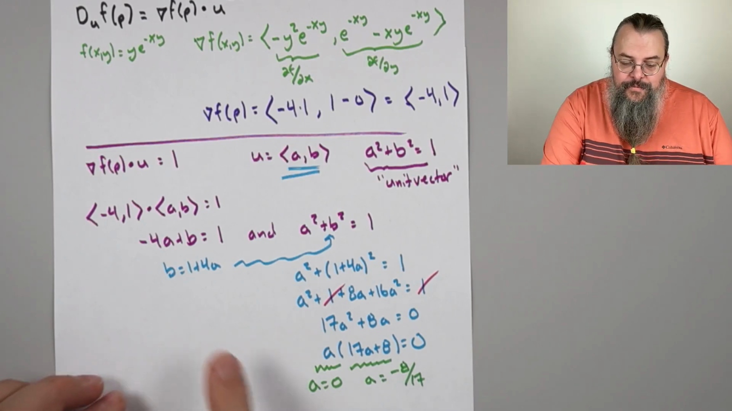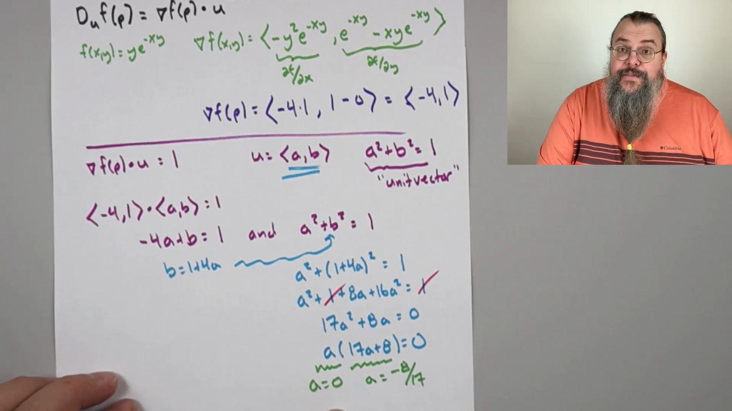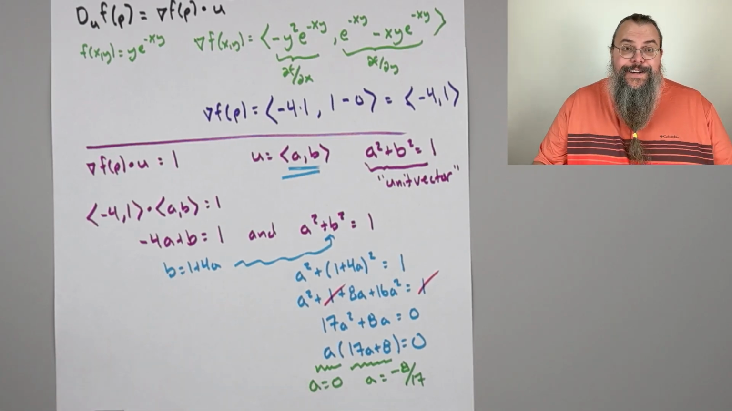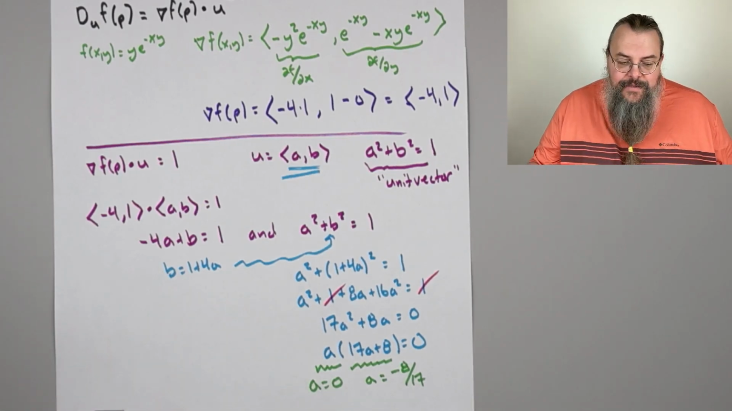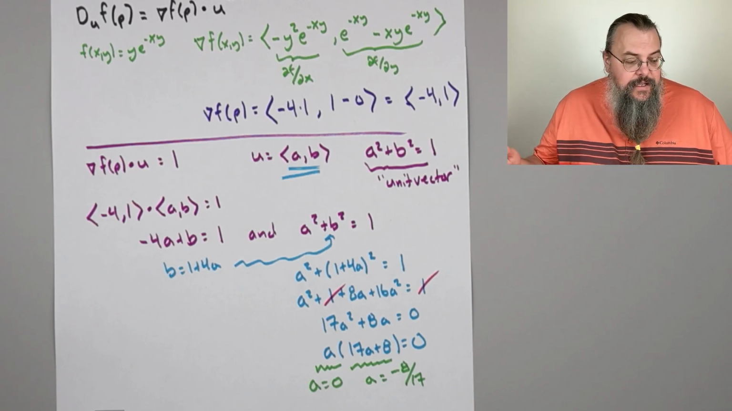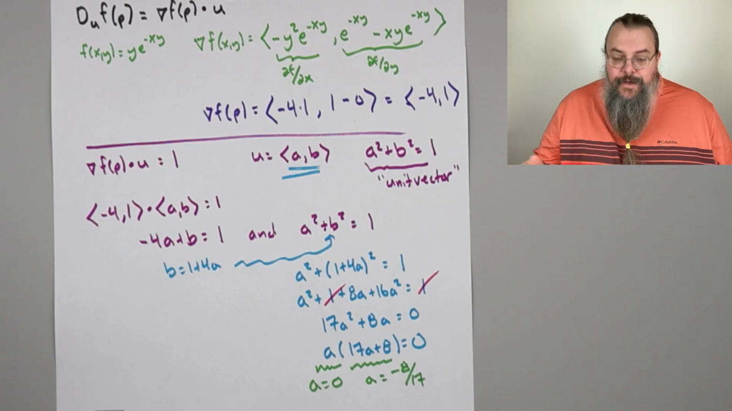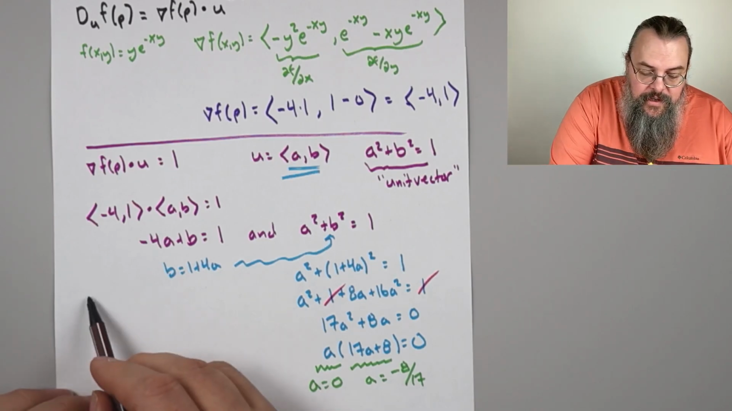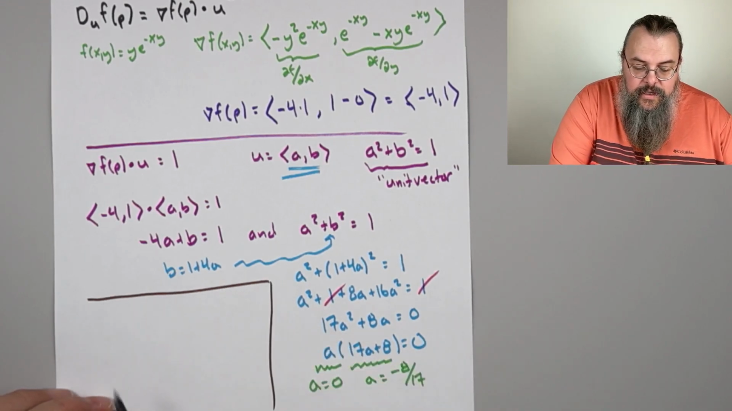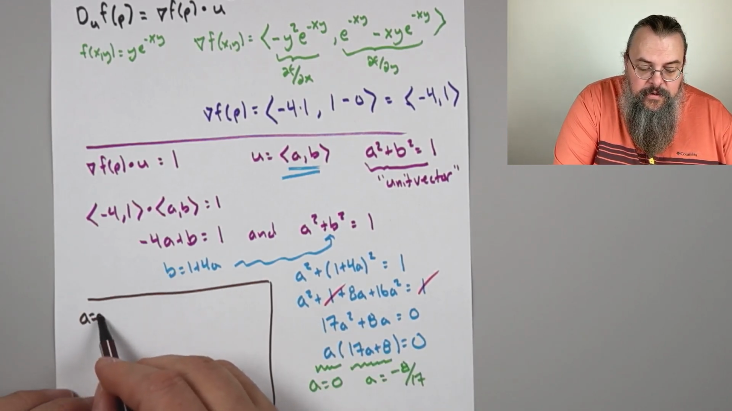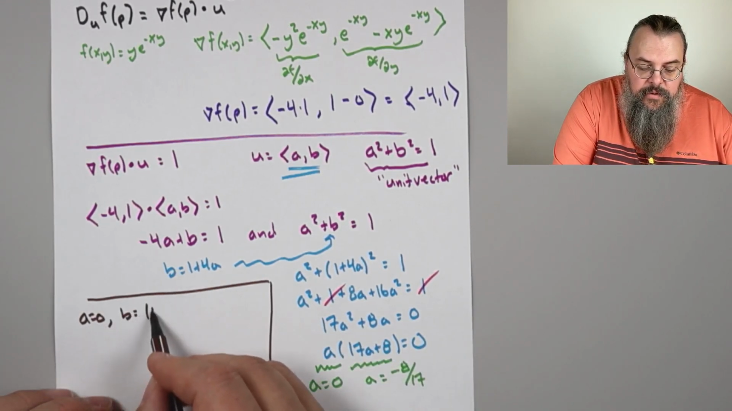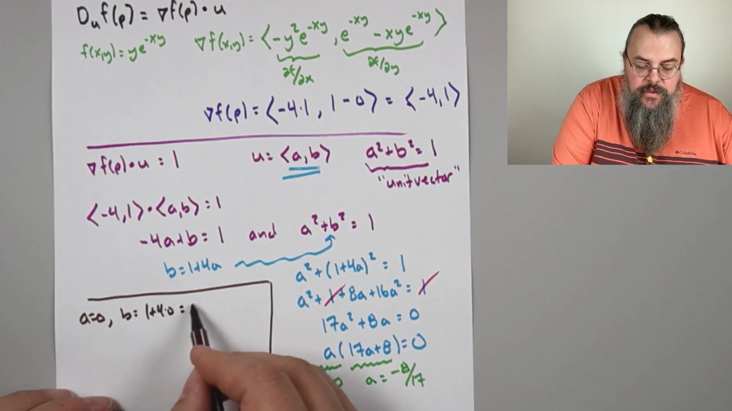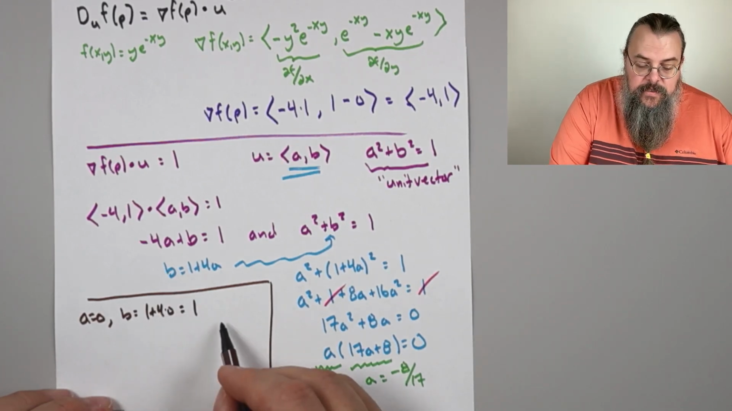Well, we know b is 1 plus 4a. Well, perfect. That just means we plug it in, and then life is wonderful. Well, okay, so let's finish it up. So when a equals 0, b equals 1 plus 4 times 0, which is 1. And so that leads us to the vector 0, comma 1.